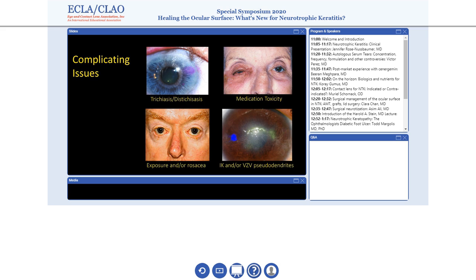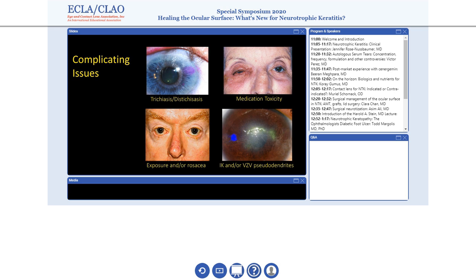At least check. There are complicating issues when it comes to neurotrophic corneas. Certainly you've heard about distichiasis and trichiasis. One single lash, if you're not careful, will destroy these patients. Medication toxicity you've heard about, and I cannot emphasize how much this is a problem. Patients who have exposure, you've got to fix that because that'll complicate things. And patients who have rosacea, and rosacea is very common. You need to control the rosacea. Otherwise, the surface is going to be a problem.